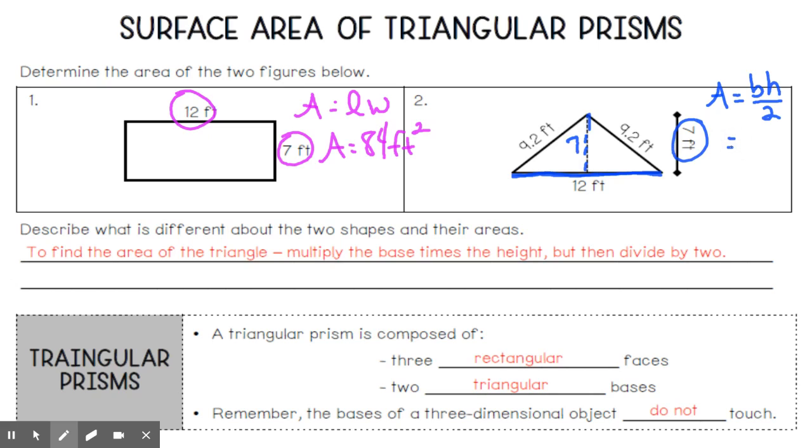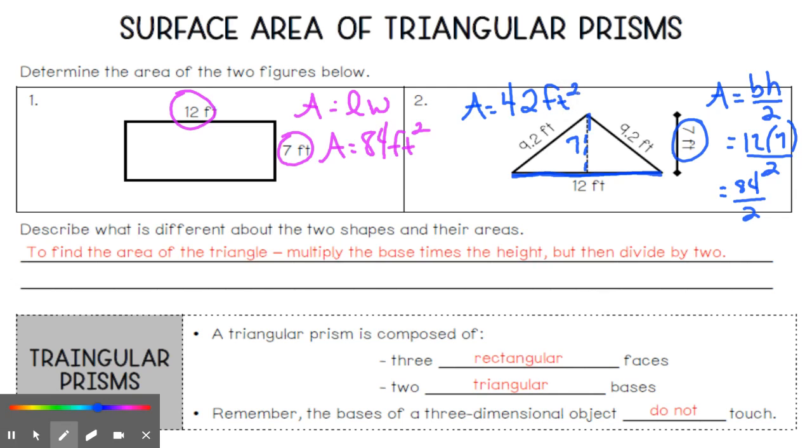So that means we would have 12 times 7 divided by 2, okay? And 12 times 7 is 84, divided by 2 is 42. So that means the area of this triangle would be 42 square feet.